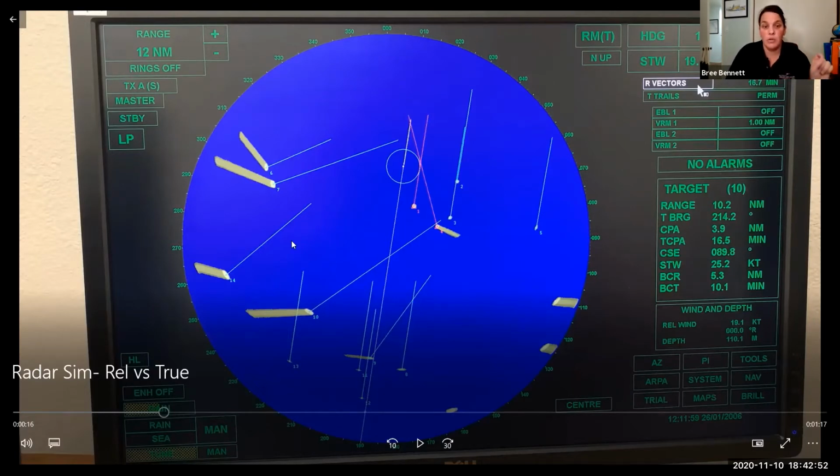So we are going to be doing this relative motion and true motion on the paper by hand. Most vessels have ARPA now, which gives it to you digitally, but we are learning to do it old school. Okay, here we go.